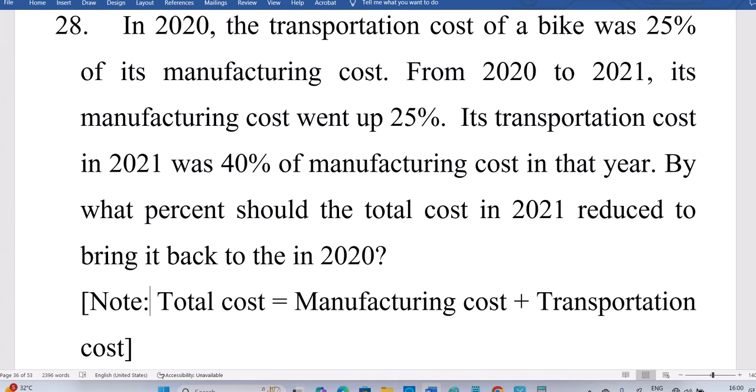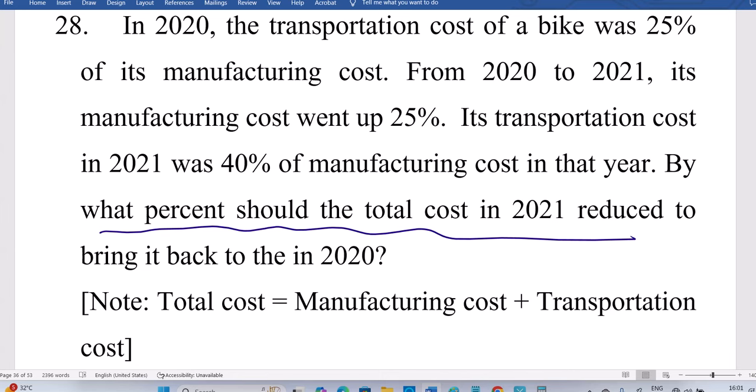100 changed to 125 because of an increase. From 2020 to 2021, manufacturing cost increased, transportation cost increased, so the price increased. But I want to bring it back to the same value as in 2020. What is the percentage reduction required? Percentage decrease, percentage reduction, how much do I have to reduce?